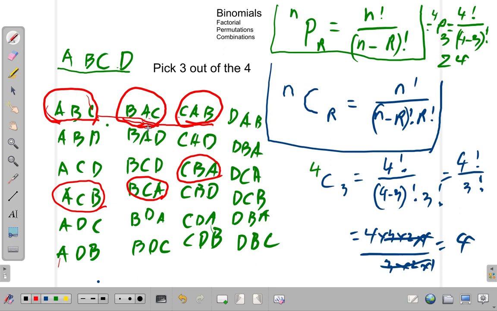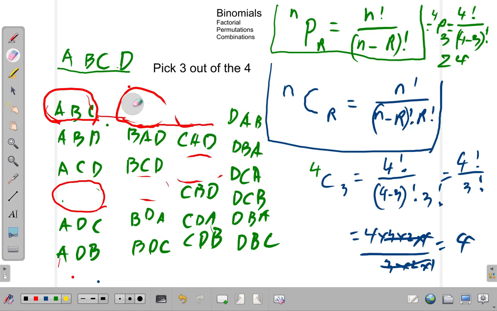Let's look for a combination of, what would it be now? BCD. BCD now. Let's just erase. This was ACB, CAB. In other words, those that don't have any D in them, that's what we looked at. Just A, B, and C.